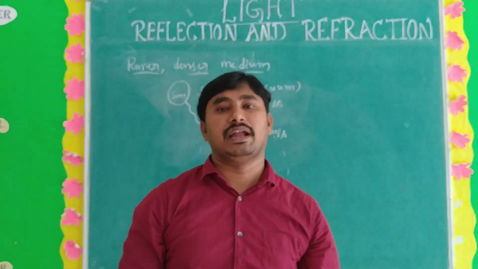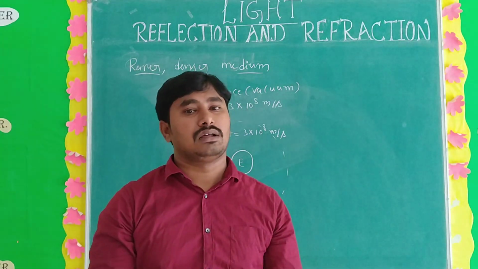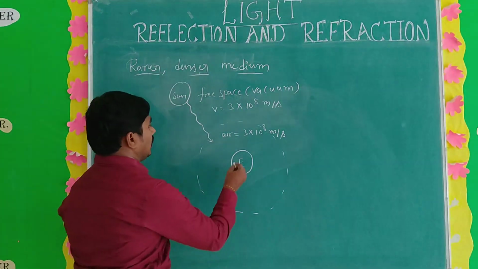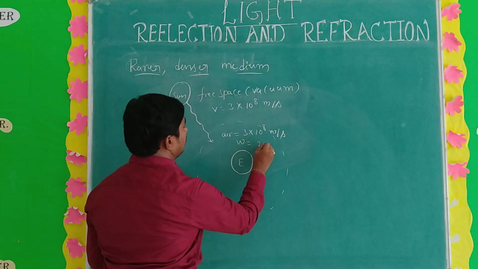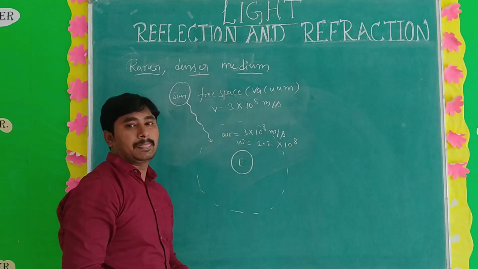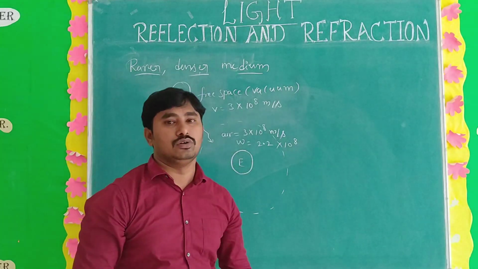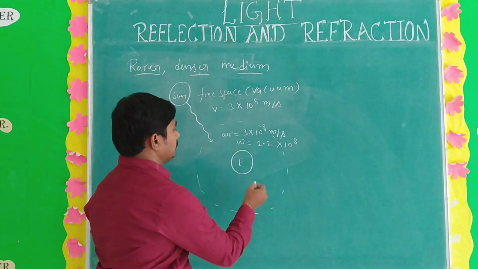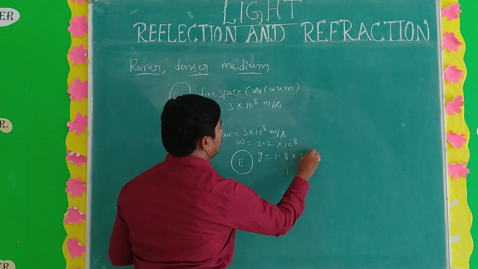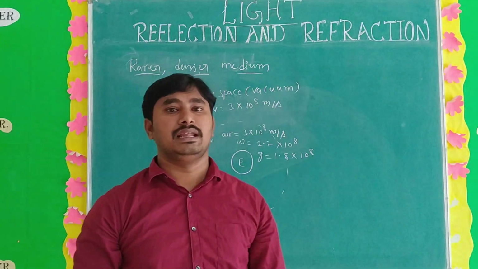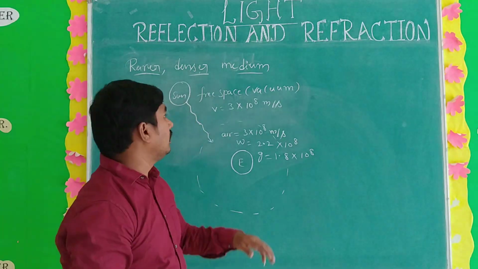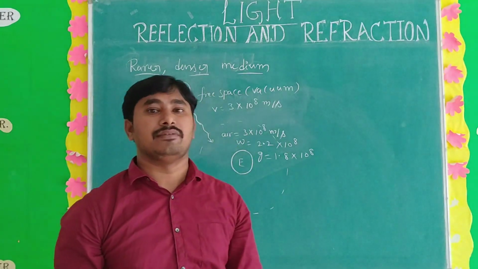Next, when the light travels from air to water, or air to glass, automatically what happens? The speed will be changed. Approximately in water, the speed of light is 2.2 into 10 power of 8. Then what about glass? The speed of light in glass is 1.8 into 10 power of 8 meters per second. Means from medium to medium the speed of light changes. So that's why one medium acts like a rarer medium, and one medium acts like a denser medium.